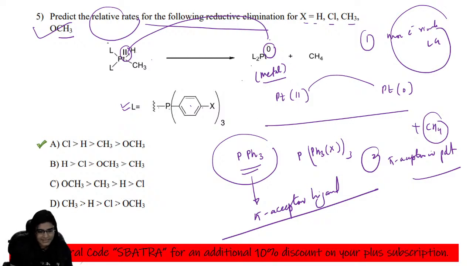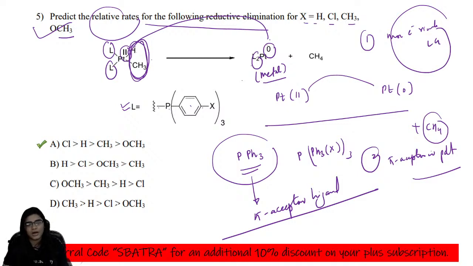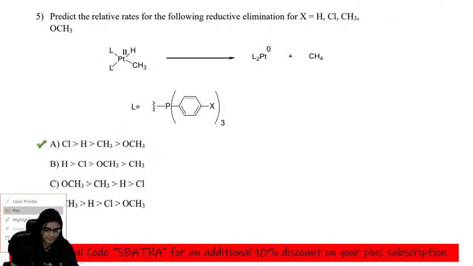Over here the ligands are same, L and L2. That means you don't have to see the pi acceptor tendency of your spectator ligands. You have to consider these 2 ligands. Let's suppose you have CH3 over here and H. So what we are doing is reductive elimination.